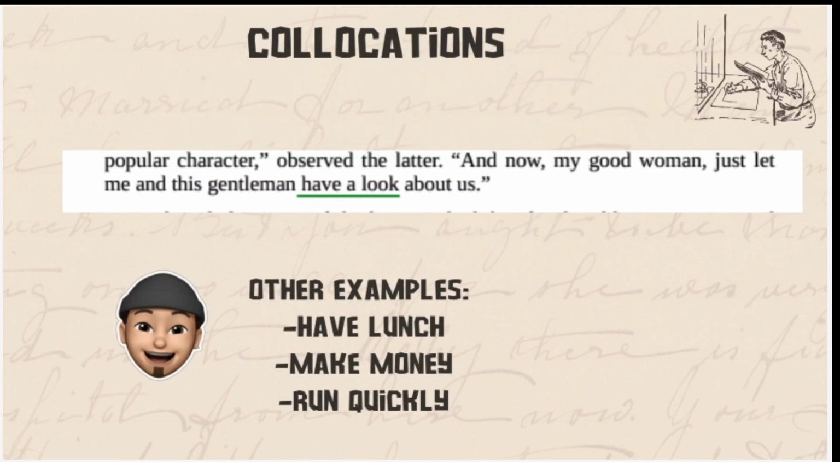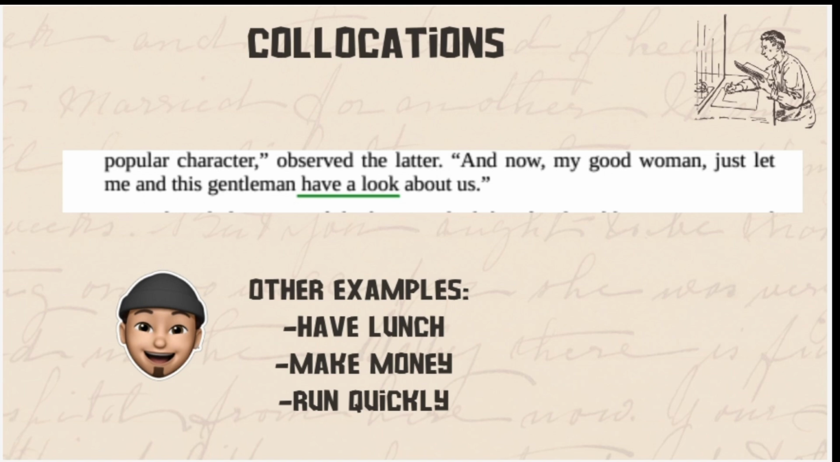In collocations, we have the phrase have a look, which is used in the sentence, "And now, my good women, just let me and this gentleman have a look about us." This could mean that the two gentlemen in the phrase want to see and know the situation around them. The structure of these collocations is formed by the verb have and the noun a look.